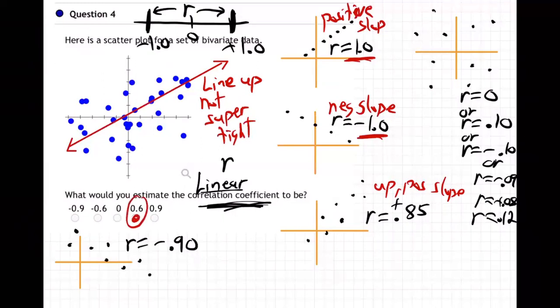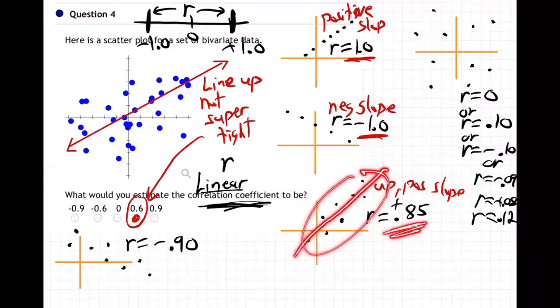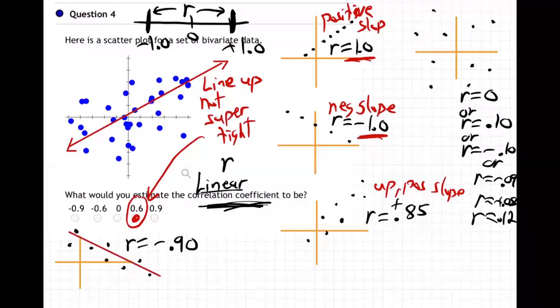So I'm going to go with 0.6 because my dots go up, but they're not super, super tight. They're not like this, really close together, clearly going up in a line. That'd be more like 0.85 or 0.9 if it looked like that, or going down. See how this line goes down? You can see these different lines, right? This line goes down, this line goes up. The line goes down to the right. So if the line was going down to the right and pretty tight, that'd be negative 0.9.